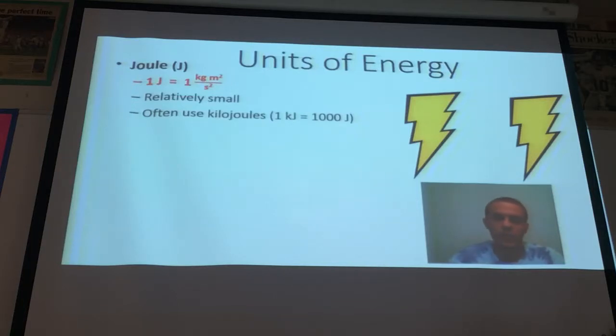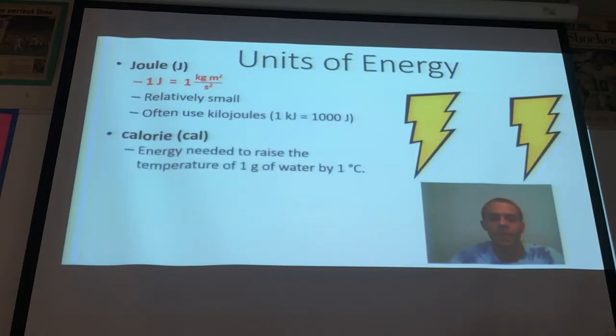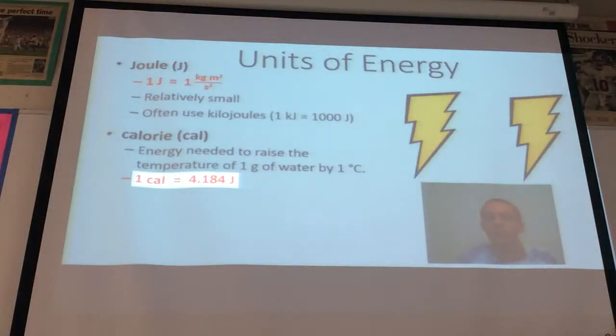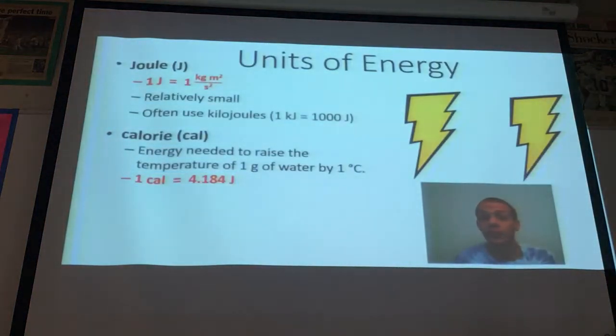Now another common unit of energy is the calorie, which I'm sure you are familiar with, and that has the symbol lowercase cal. The definition of the calorie is the amount of energy that's required to raise the temperature of 1 gram of water by 1 degree Celsius. If you wanted to convert between calories and joules, you could use this relationship, where 1 calorie is equal to 4.184 joules. So we can see in this relationship that the calorie is a larger unit of energy than the joule because there's more than 1 joule in 1 calorie.